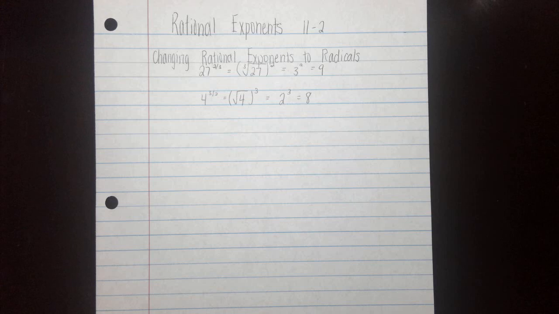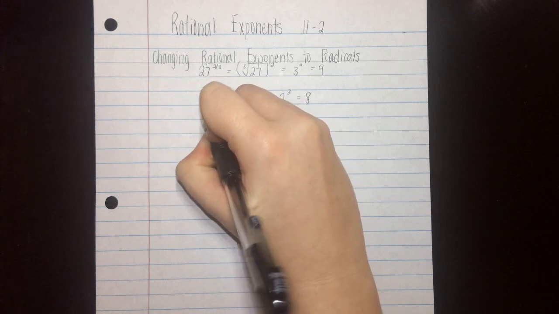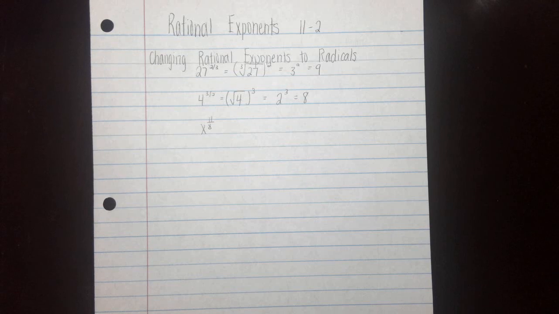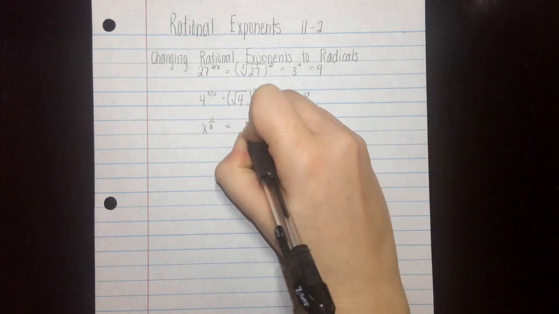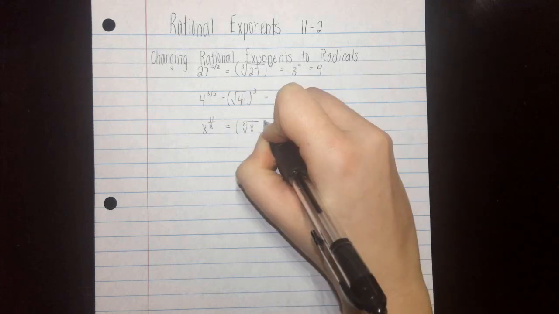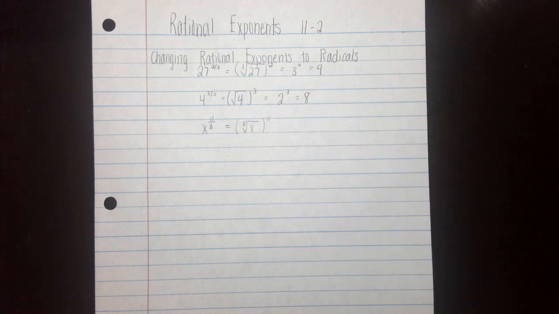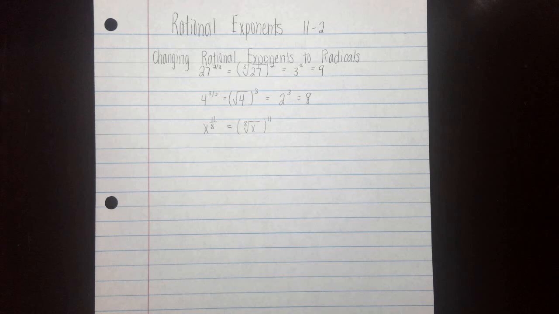Okay, so let's look at a few more examples. So let's say that we just have something like x to the 11/8 power. That's a mouthful to say. So once I write this as a radical, I'm going to take the 8th root of x, and then I'm going to raise it to the 11th power. Okay, and we're not going to simplify that one because obviously that's something that we're not used to doing. So if you can't simplify it, you can just leave it like that.